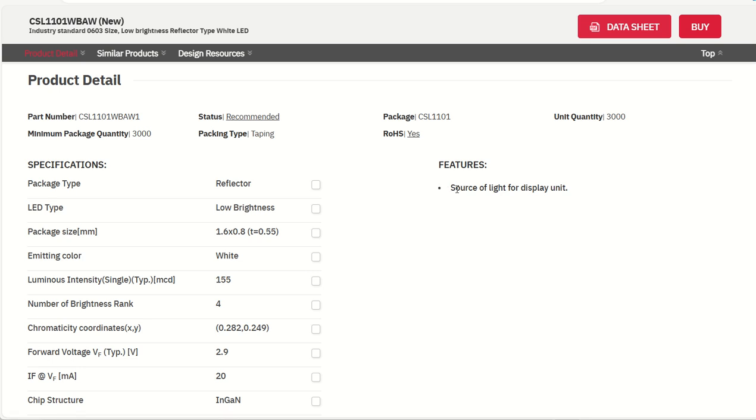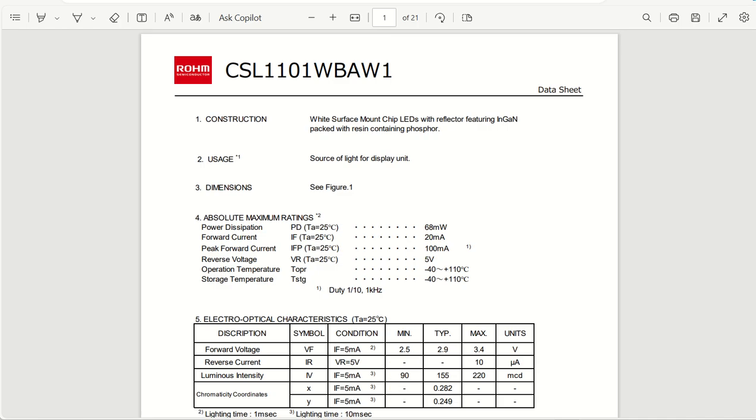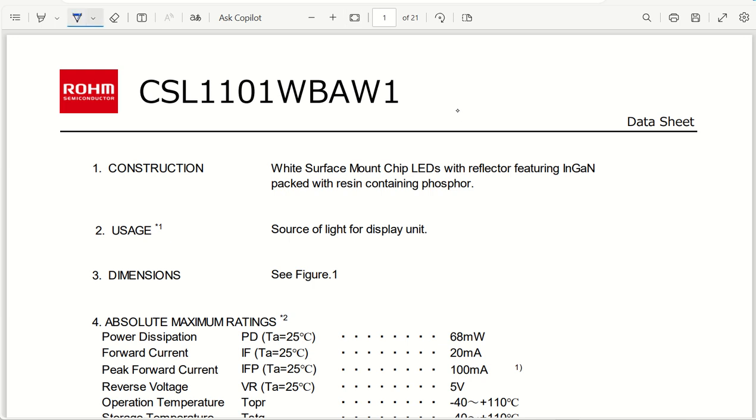Basically this has some features like source of light for display unit. So generally it is used in display units because of low brightness, right? This is the data sheet that I'm going to explain, like what are the different parameters inside a data sheet of an LED, and this is going to be very important for any hardware design engineers or electronics design engineers who want to select a component before putting it into the schematic.